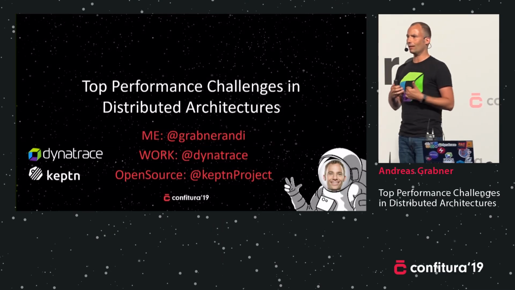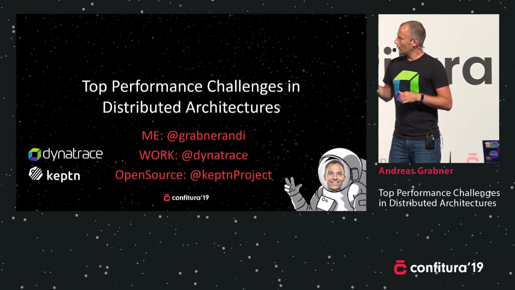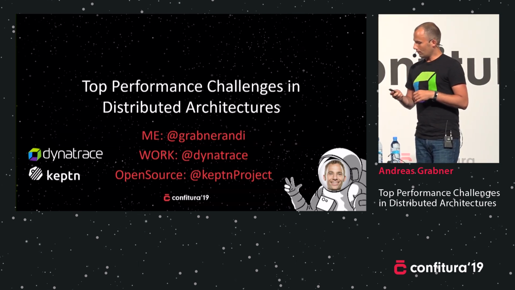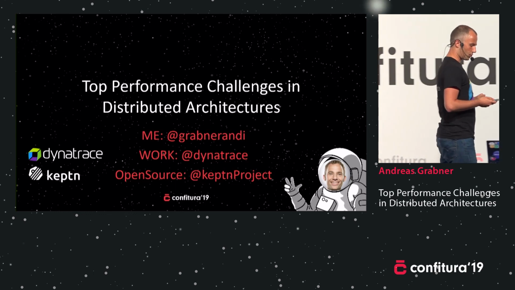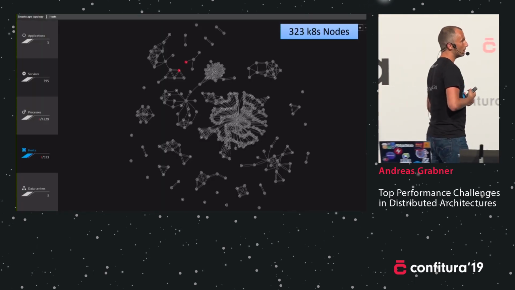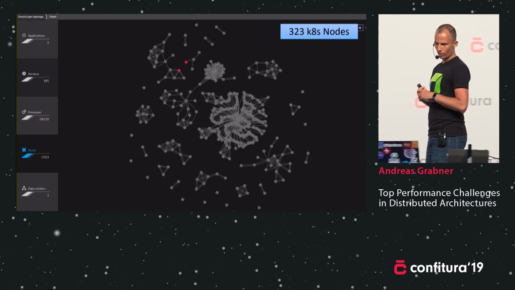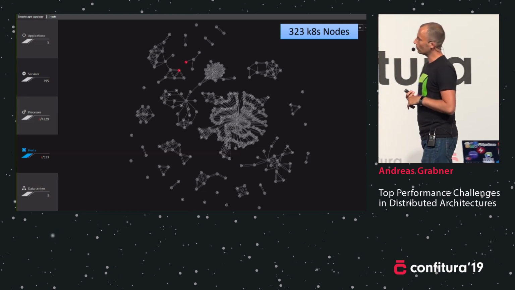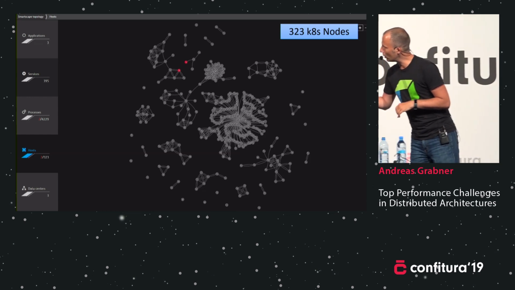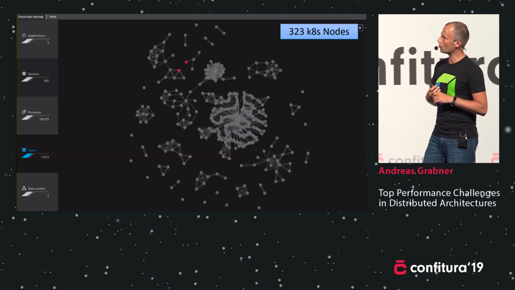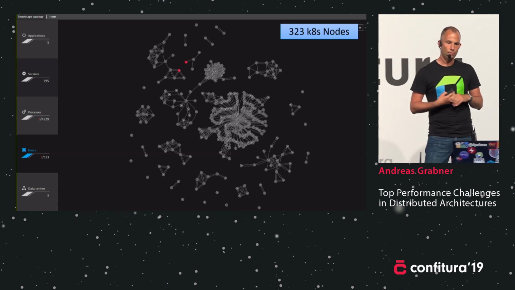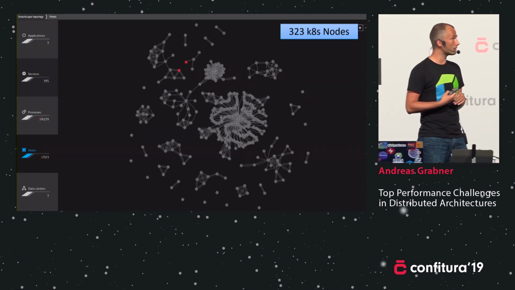So hopefully you get a couple of things out of my talk. I want to get started with what I mean by distributed architectures. What you see here is a rather small distributed architecture. It actually shows, a little blurry on the screen, a smaller Kubernetes environment from one of our customers that use Dynatrace.